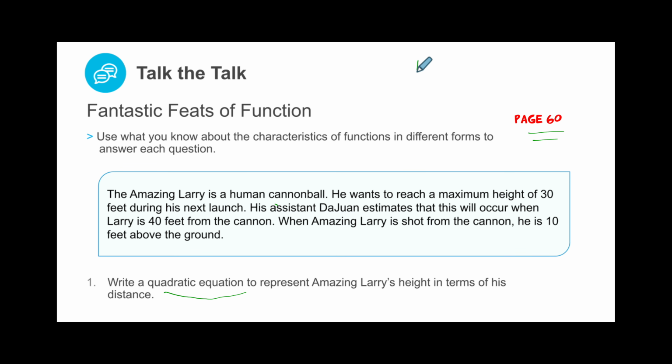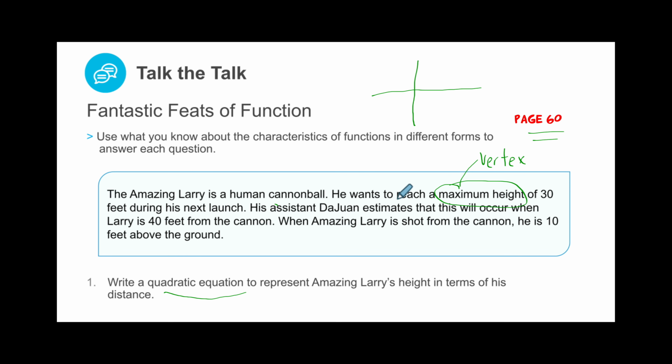So they have to give you information, and please be smart about it. They've got to give you a root, or they've got to give you a vertex, or some point where this could be simulated on a graph. And they basically are saying right here, he wants to reach a maximum height. So this is telling me this is probably the vertex, right? It's not probably. This is the vertex, a maximum height of 30 feet during his next launch.